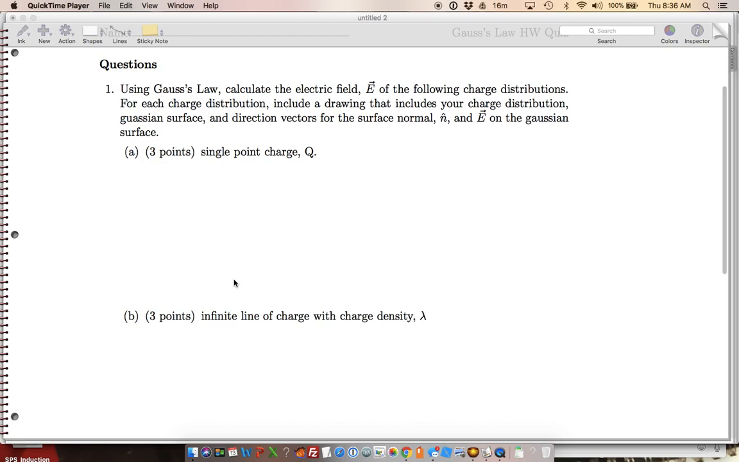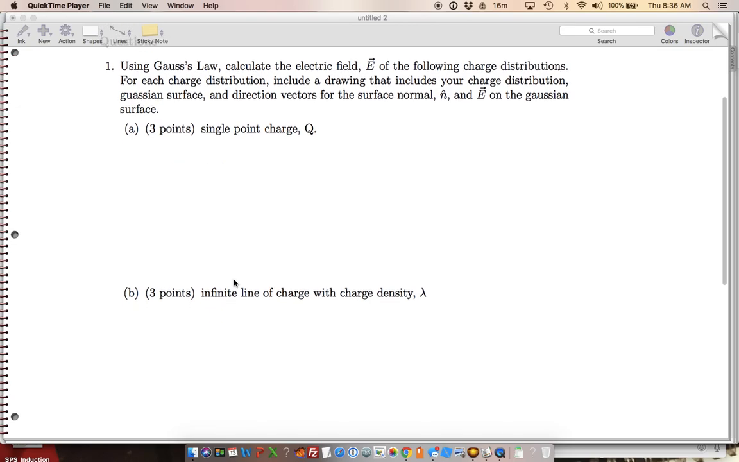So this is my handout for the beginning of Gauss's law, to just go through all of the examples so that you can do simple and more complicated problems. So we're going to use Gauss's law to calculate the electric field of the following charge distributions. For each charge distribution, include a drawing, include the Gaussian surface and the direction vectors for the normal, or dA, right? That's the normal, the direction of the area vector of the Gaussian surface.